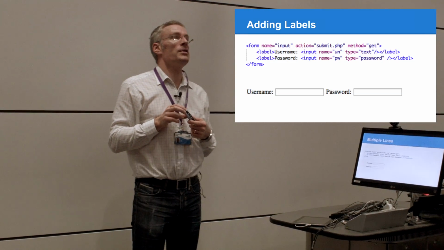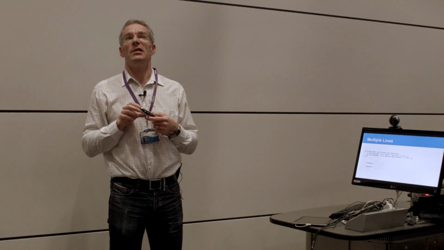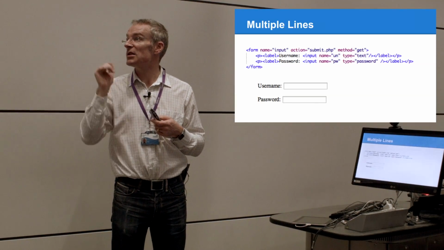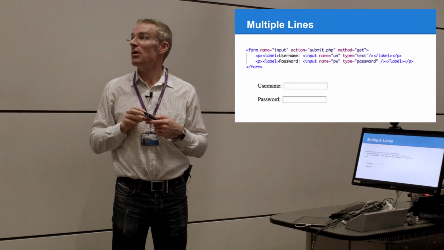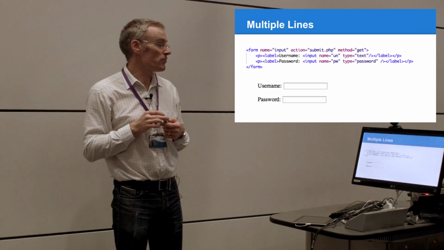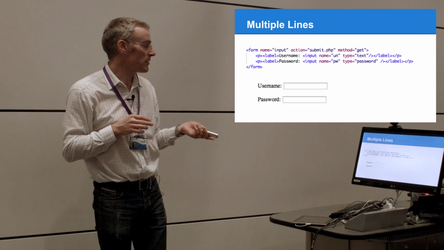Okay, if you want multiple lines, you can either put them in lists, ordered lists, and hide the bullets, or you can put them in paragraph tags, whatever you want to do, to display things in several lines.